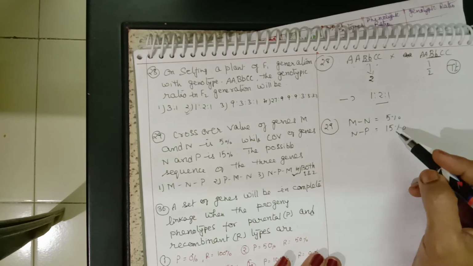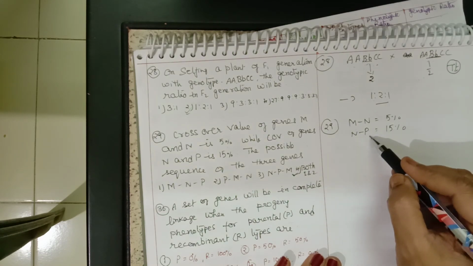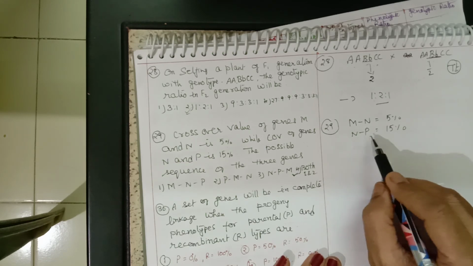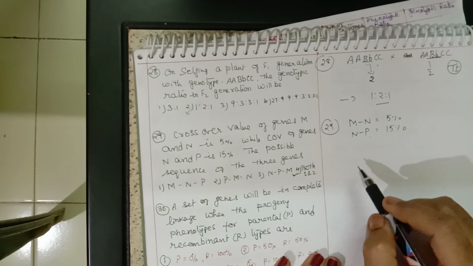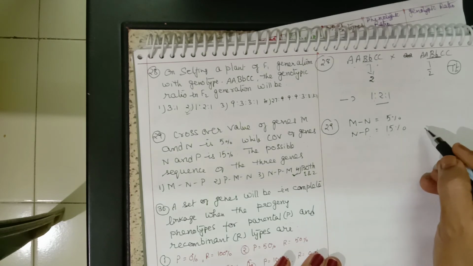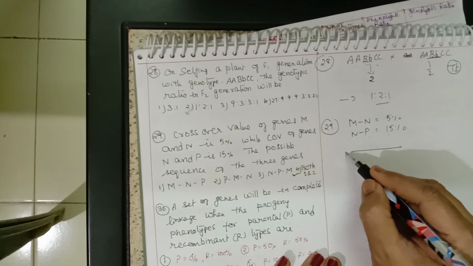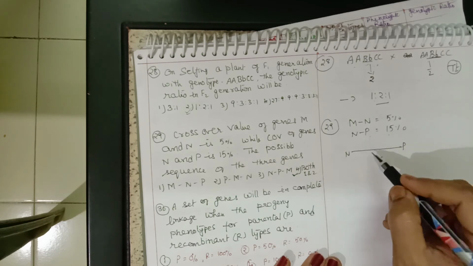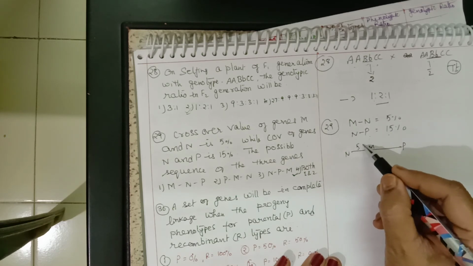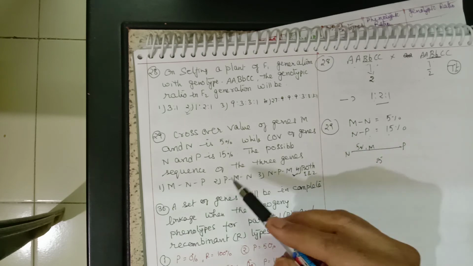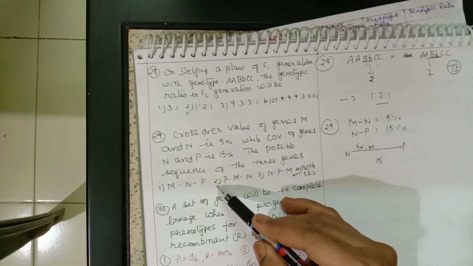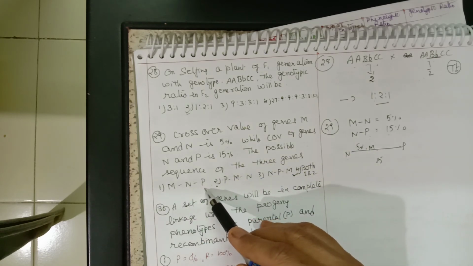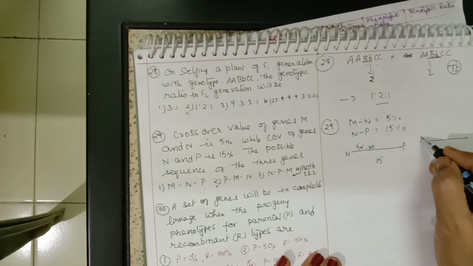So M and N is 5% and N and P is 15%. Suppose we take N and P at the two corners. This is 15%, and between M and N it is 5%. So this is NMP or PMN, the second option we can take. But the first option is also possible. We can take it in this manner also.